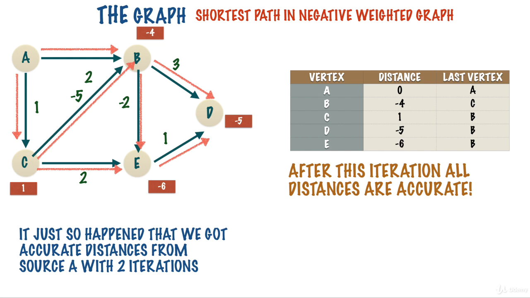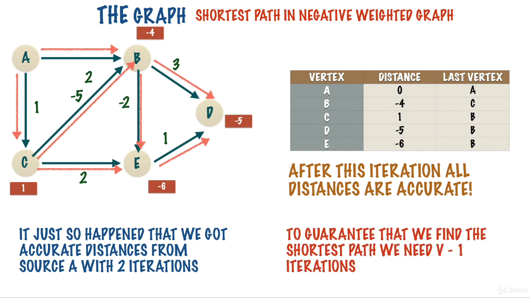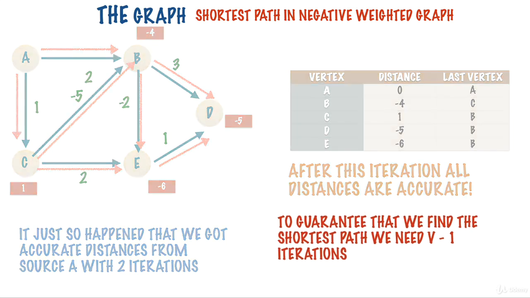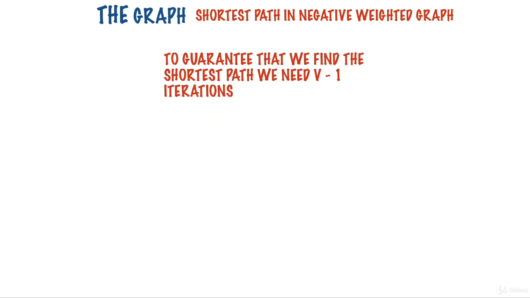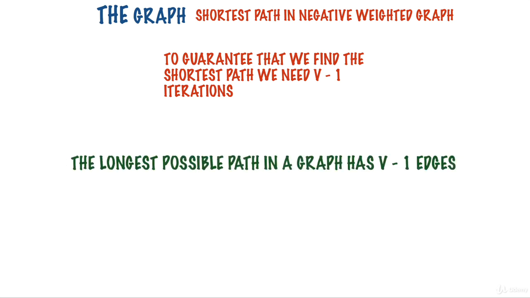However, for the Bellman-Ford algorithm to work on any graph, we have to guarantee that we find the shortest path in any graph, we need v minus 1 iterations. We'd mentioned this earlier, and now we'll logically see why v minus 1 iterations are needed. Now, the longest possible path in a graph of v vertices has v minus 1 edges. This is when the graph is one long line of vertices.